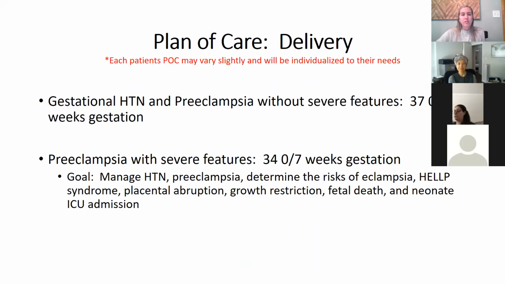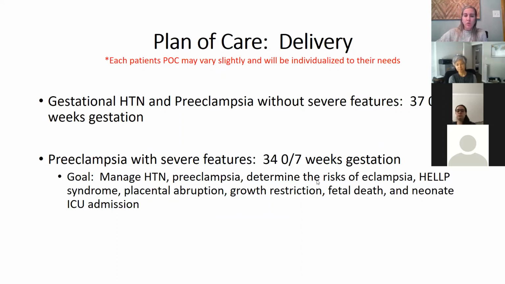As for the plan of care or delivery, just like with outpatient, each patient's plan of care will vary slightly and be individualized to their needs. But a patient who has gestational hypertension and pre-E without severe features can technically go until 37 weeks gestation. It really depends on how the patient is presenting, what their labs and signs and symptoms are showing, and how their baby looks and is tolerating the disease process. It's a multi-factor assessment.